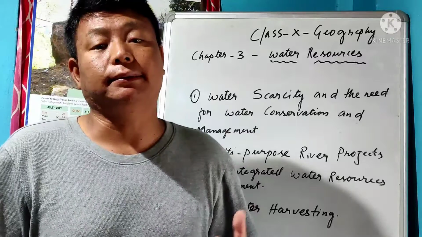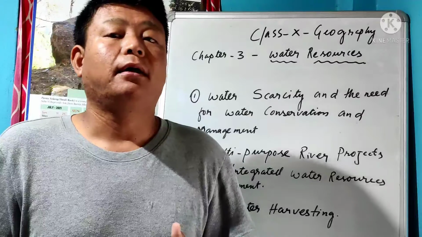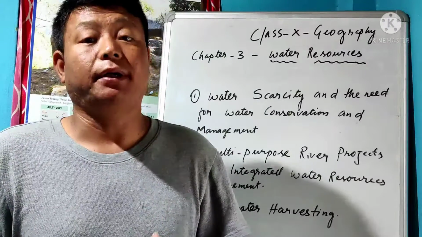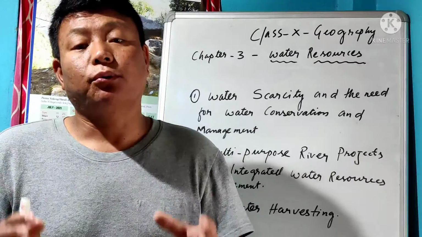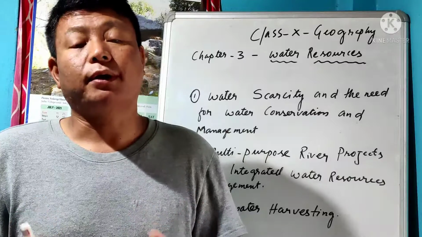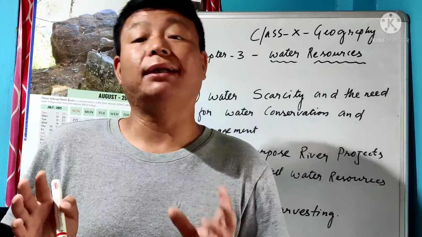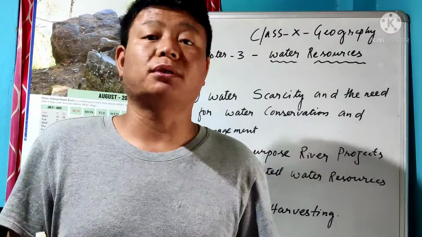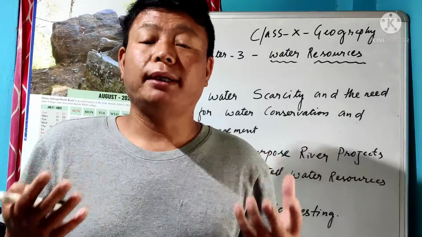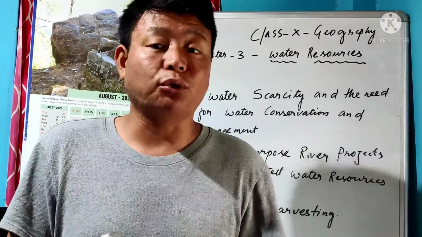In the lower classes we already studied the layers: lithosphere, hydrosphere, biosphere, atmosphere. So water comes under the hydrosphere. We already studied that out of 100%, 71% is water on the earth, and only 29% is land. When we think in a general sense, that waters are more, 71%, we feel that water is abundant and the shortage of water should not be there.